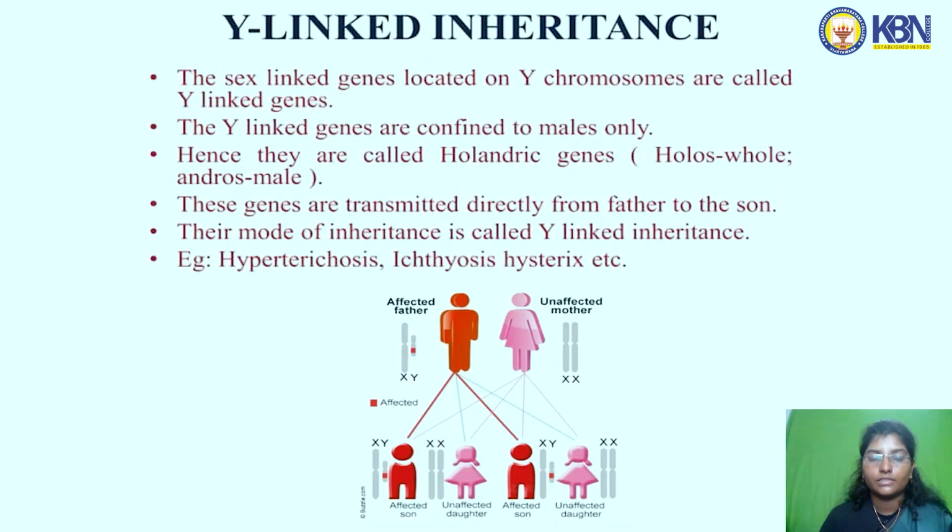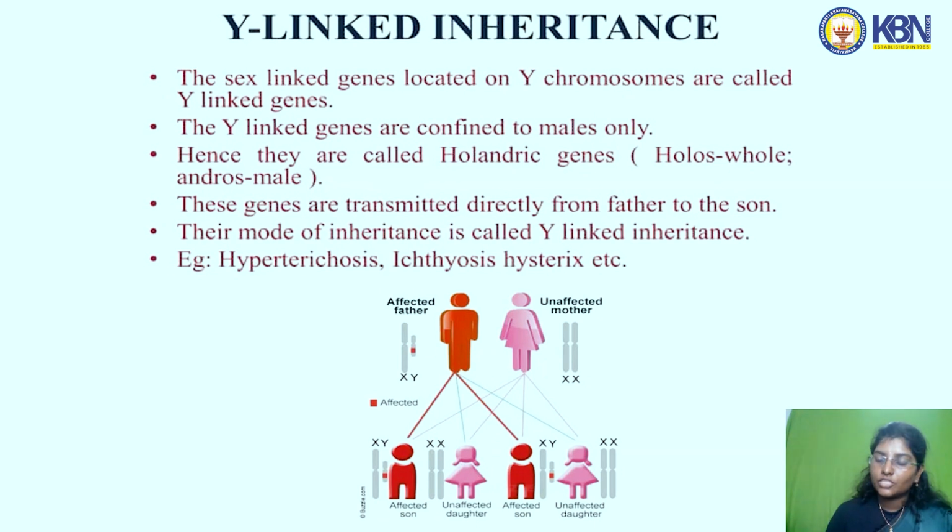Next, Y-linked inheritance. The sex-linked genes located on the Y chromosome are called Y-linked genes. In the earlier slide, we observed X-linked inheritance, where the X chromosome is present in both male and female. Here we learn about Y-linked inheritance, which is present only in males. Y-linked genes are confined to males only, hence they are called holandric genes. These genes are transmitted directly from father to son. Their mode of inheritance is called Y-linked inheritance.